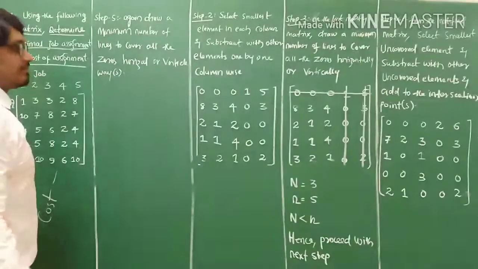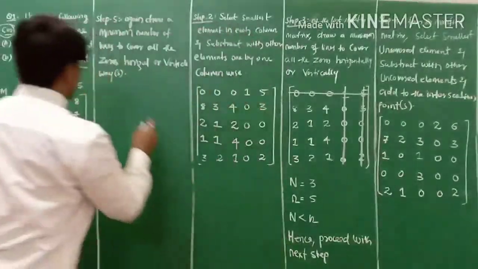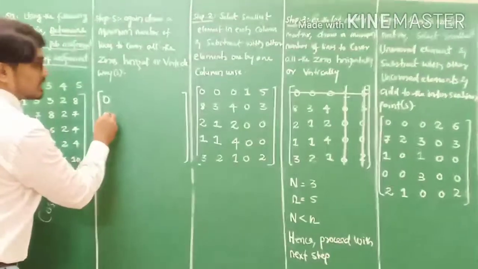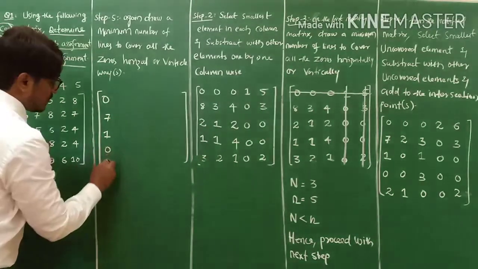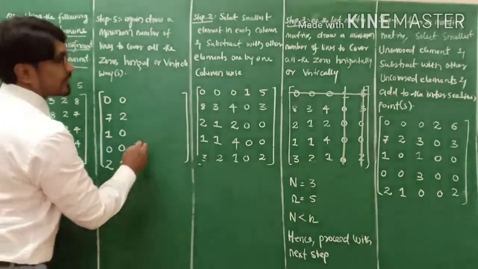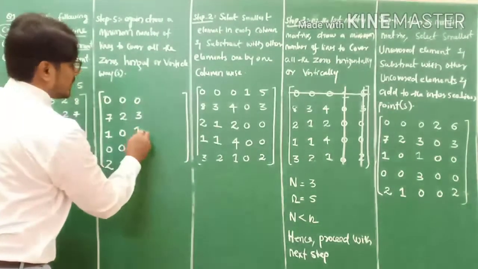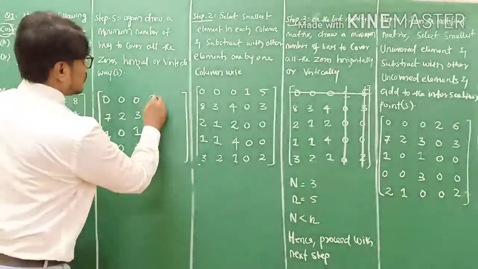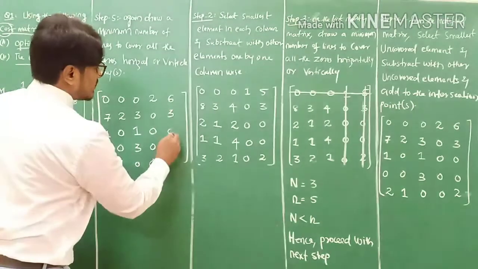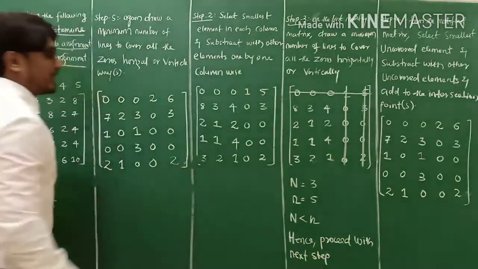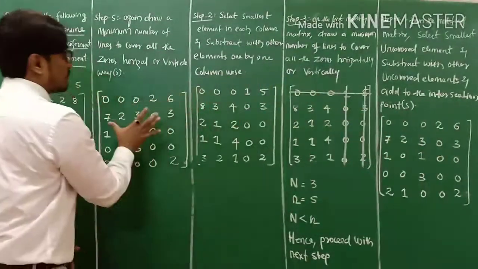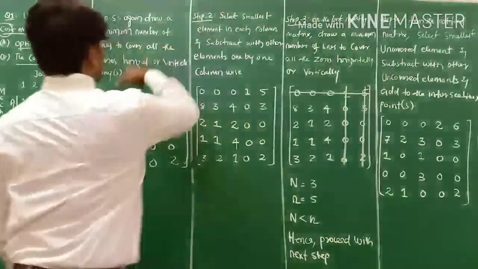Correct? Now, I'll copy this, please help me out with the numbers and pay attention. So 0, 7, 1, 0, 2, 0, 2, 0, 0, 1, 0, 3, 1, 3, 0, 2, 0, 0, 0, and 0, 6, 3, 0, 0 and 2, my friends. So I have copied this matrix. This is the previous matrix used. You have to copy this matrix for the next step, from step 4 to step number 5.